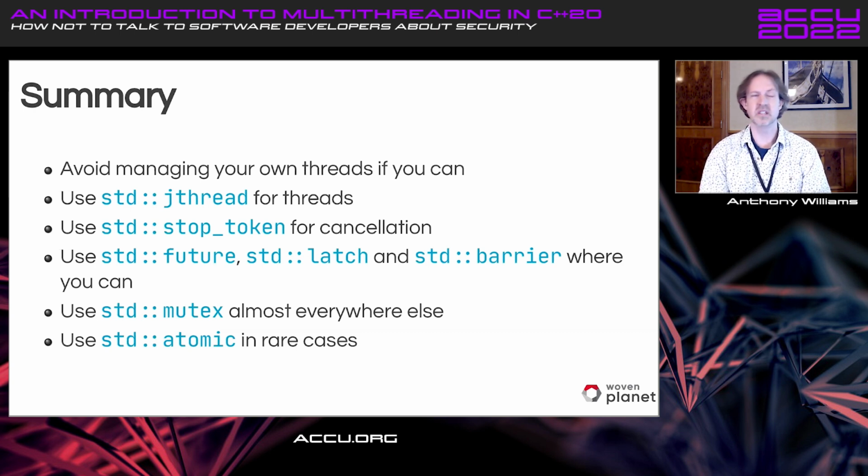If you need to pass data around and synchronize data, use future, latch and barrier if you can, because they're nice. And if you need to do more in the way of synchronization than you can get with those, use standard mutex unless you have a good reason not to. And occasionally that good reason not to might lead you to low-level stuff like standard atomic. But think very hard before you go there. Okay, that is all I have to say.